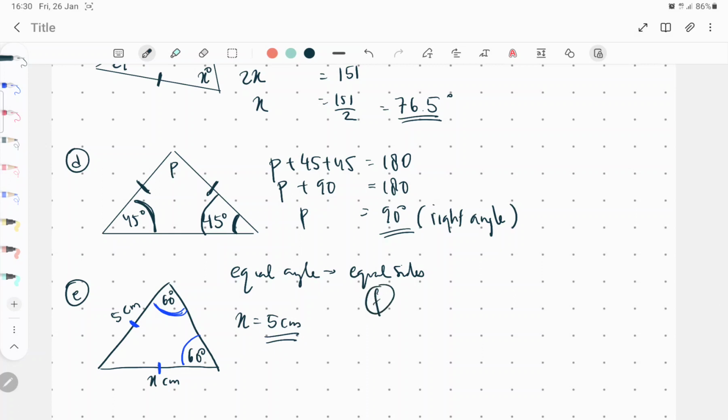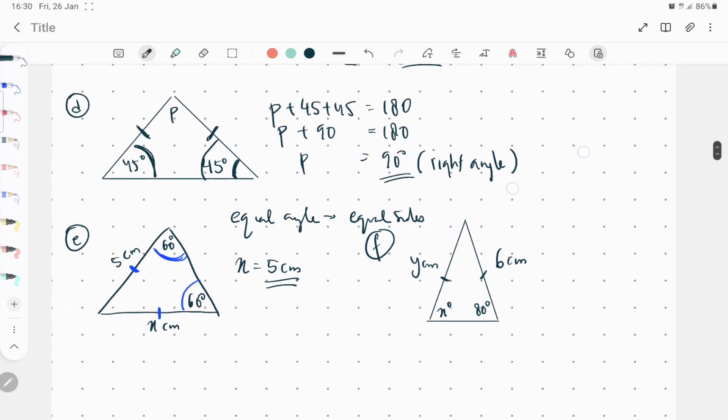F. Let's go further. Here, here, here. And this is x degrees, this is 80 degrees, and it is given here. And this is 6 cm, this is y cm. So which part do you want to focus on, either sides or angle? Both are the same. You can do whichever first, no problem. We have the equal sides here, so as simple as you put y equals 6 cm.